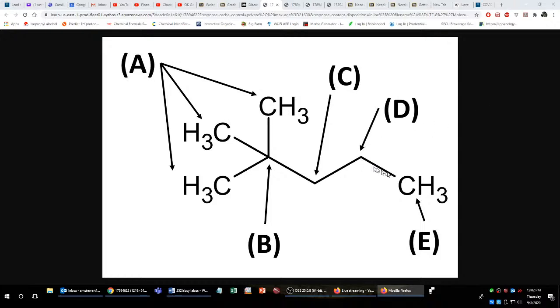So if we look at this D carbon, it's bound to a methyl and then a CH2. That's not the same thing as the C carbon, which is bound to a CH2 and then a carbon, which is bound to 3 other carbons. So that's why these C and D would have their own chemical shift. They'd have their own point in the spectrum.